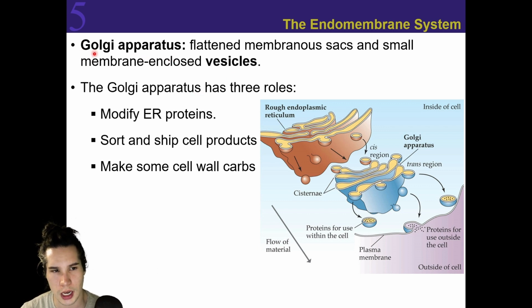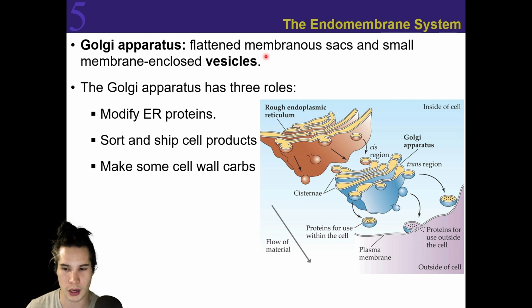Okay, so Golgi apparatus. If you remember from previous biology courses, that's kind of like the post office of your cell. It's going to consist of flattened membranous sacs and small membrane-enclosed vesicles. It's pretty much where you receive your rough ER products and you repackage them to send to wherever they need to go within the cell.